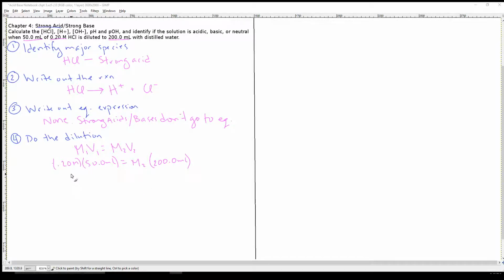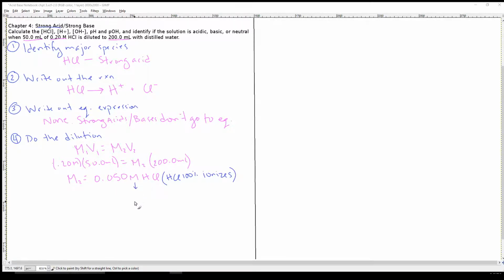So you can go ahead and solve for M2, and you should end up with 0.050 molarity hydrochloric acid. However, we know that hydrochloric acid 100% ionizes because it's strong. HCl 100% ionizes. So at equilibrium, well, there is no equilibrium. At the end of the reaction, there is no hydrochloric acid, so this is not a correct statement.